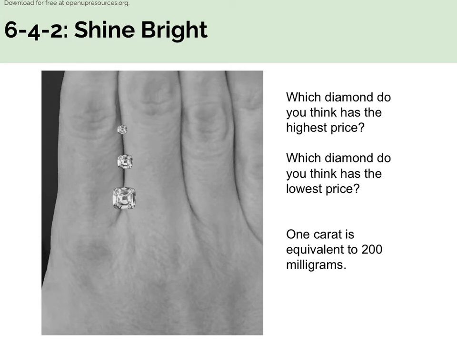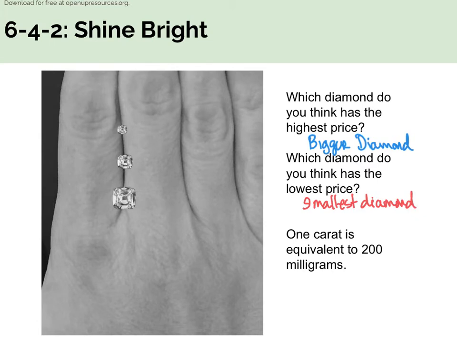The one with the largest price would be the bigger diamond. The bigger the diamond, the more expensive it's going to be. And to go along with that, which one would be the least? It would be the smallest diamond.